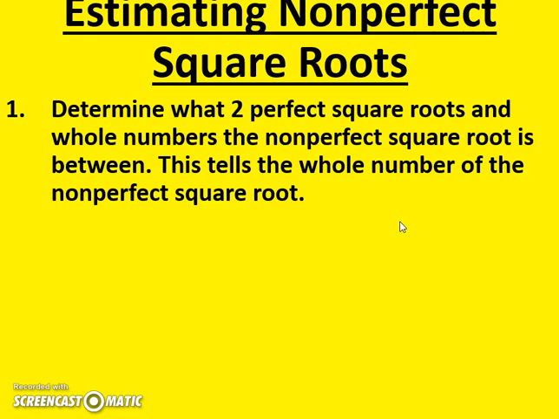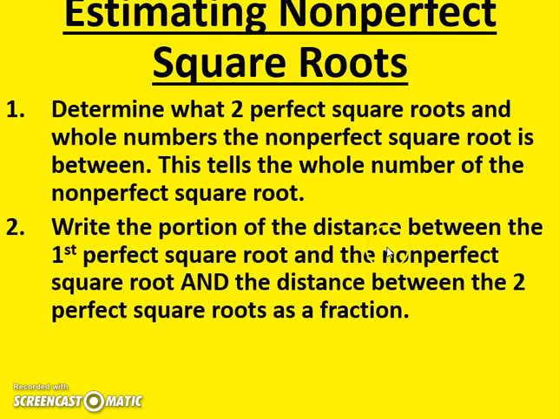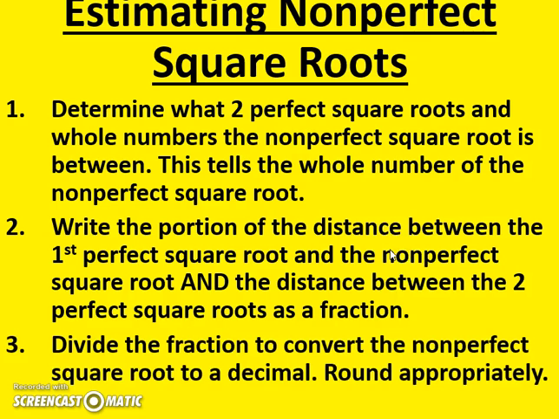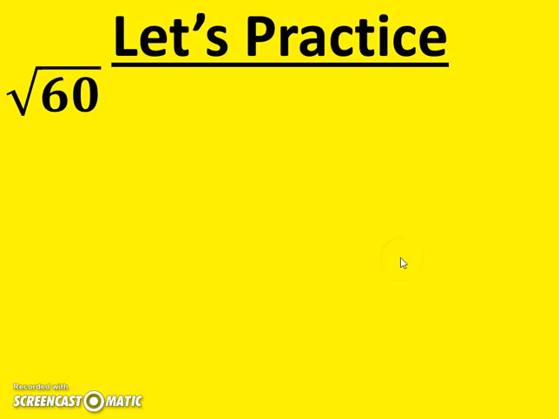To estimate a non-perfect square root, first determine what two perfect square roots and whole numbers the non-perfect square root is between. This tells the whole number of the non-perfect square root. Second, write the portion of the distance between the first perfect square root and the non-perfect square root, and the distance between the two perfect square roots as a fraction. Third, divide the fraction to convert the non-perfect square root to a decimal and round appropriately. So let's look at an example.